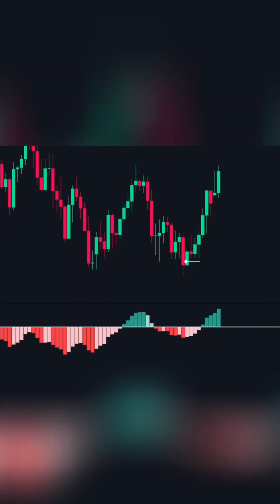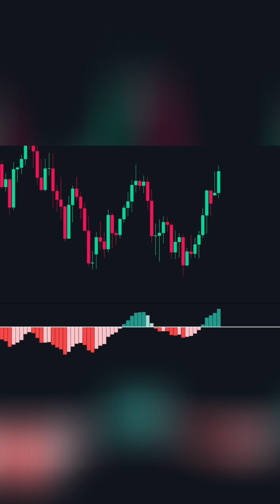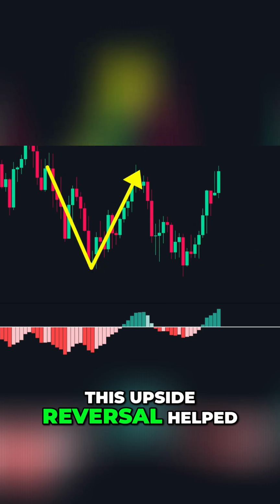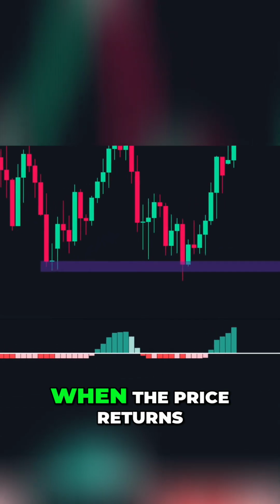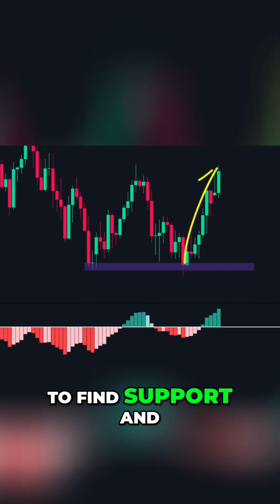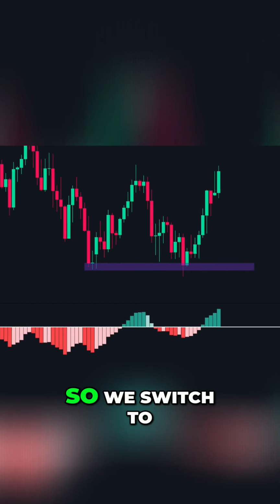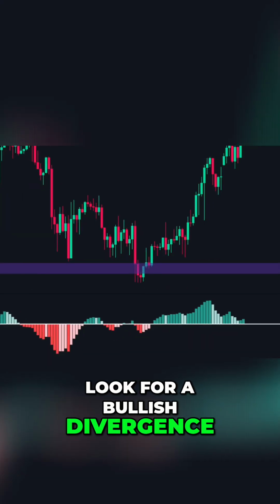Here is an example of a buy setup. We have the USD JPY on a 4-hour chart. This upside reversal helped us identify this support level. When the price returns to this level, we expect the price to find support and move upwards. So we switch to a 1-hour time frame and look for a bullish divergence.